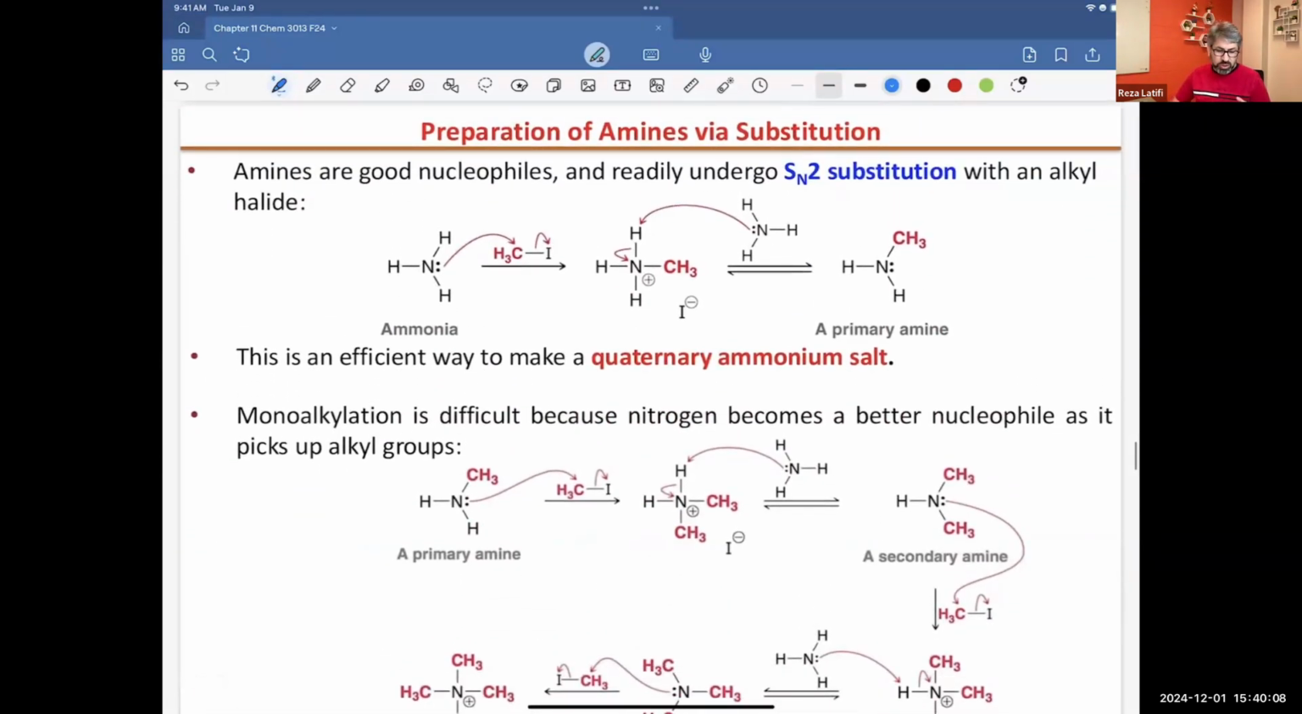Now, what's the downside of the SN2 reaction? When it comes to SN2 reaction of amines, let's say you start with ammonia. Ammonia is going after an alkyl halide. It will kick the halide out of the system, and it's going to give you a product like methylamine. This is a primary amine, and it has 2 hydrogens plus methyl. Now, if I compare the starting compound versus the product, the product is a stronger base.